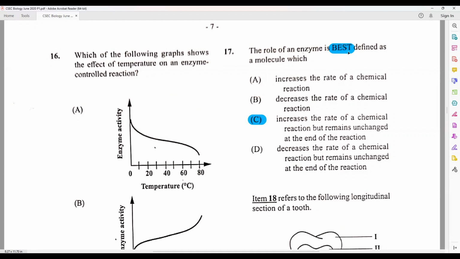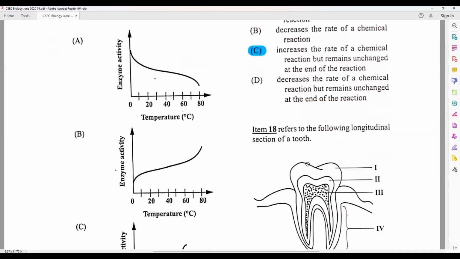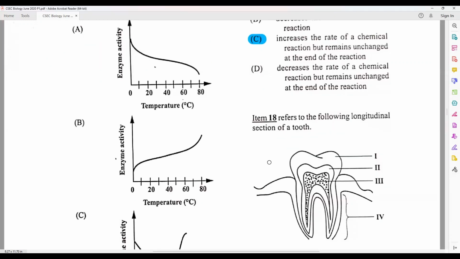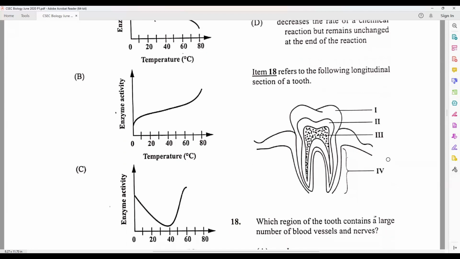So it's actually best that A is also correct, increases the rate of a chemical reaction, but this is a better explanation of it. B and D are just both outright wrong. And we're seeing these questions are from the nutrition part of section B.